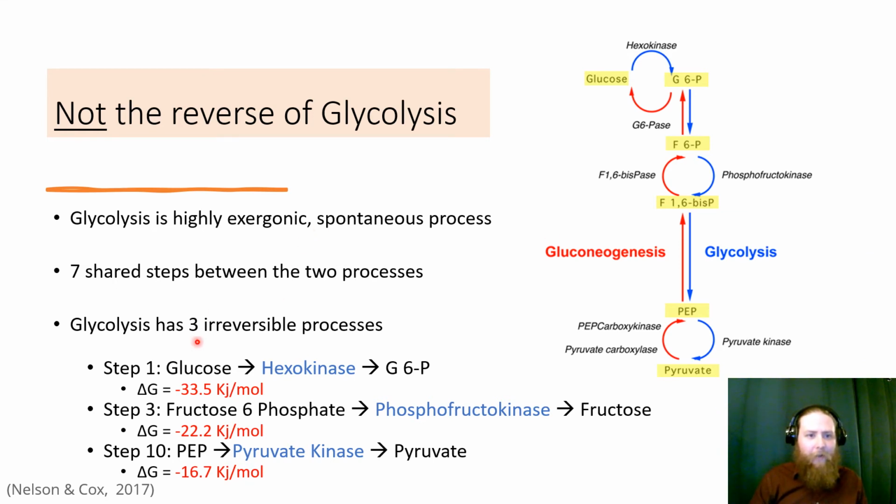In step 1, glucose, through the use of hexokinase, the enzyme I have put in blue here, goes to G6P. This is highly exergonic, negative 33.5 kilojoules per mole. This is going to happen spontaneously, so we're going to have to go around this process in gluconeogenesis. For step 3, where we take fructose 6-phosphate and we use the enzyme phosphofructokinase to make fructose 1,6-bisphosphate, this is negative 22.2 kilojoules per mole. So once again, we're going to have to use something to go around this process because we can't simply go back through it.